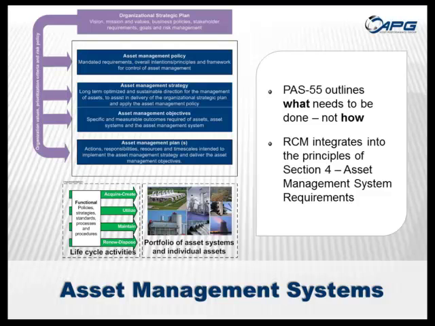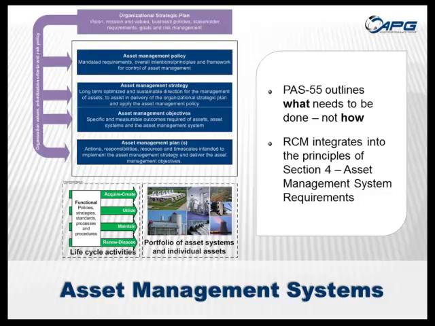Another diagram that's used in the PAS-55 outline is this one that shows that organizational strategic plan. What is the vision? What are the values? What's the stakeholder requirements and goals? Where's your risk management? And those feed or flow naturally down into a series of primary policies, strategies, and objectives.